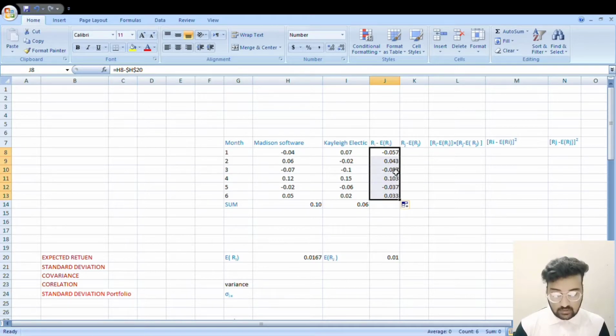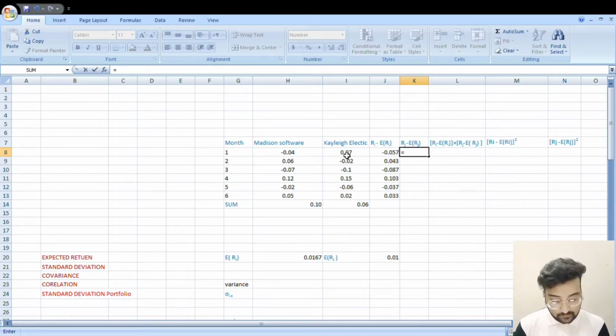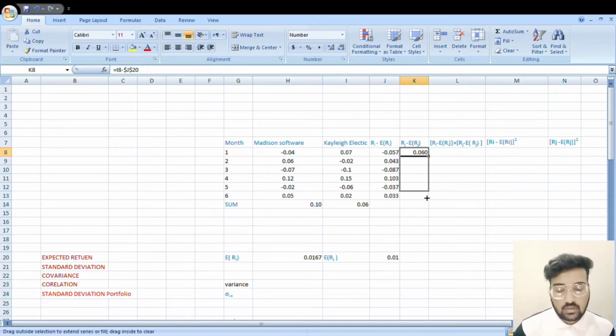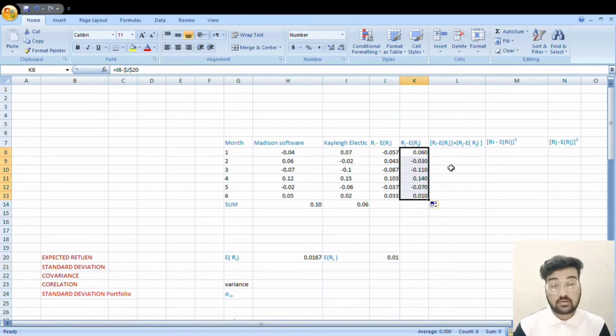Now drag the cursor down to get all the remaining values. As you see, we found the actual minus expected return of Medicine Software Company. Now we have to find the actual minus expected return of Scaling Electric Company. We do the same step: equal sign, select the first value, minus sign, select the expected return value of Scaling Electric Company, add dollar sign on both sides, press enter, and move the cursor down to get all the remaining values. So we have found the actual minus expected return of both companies.